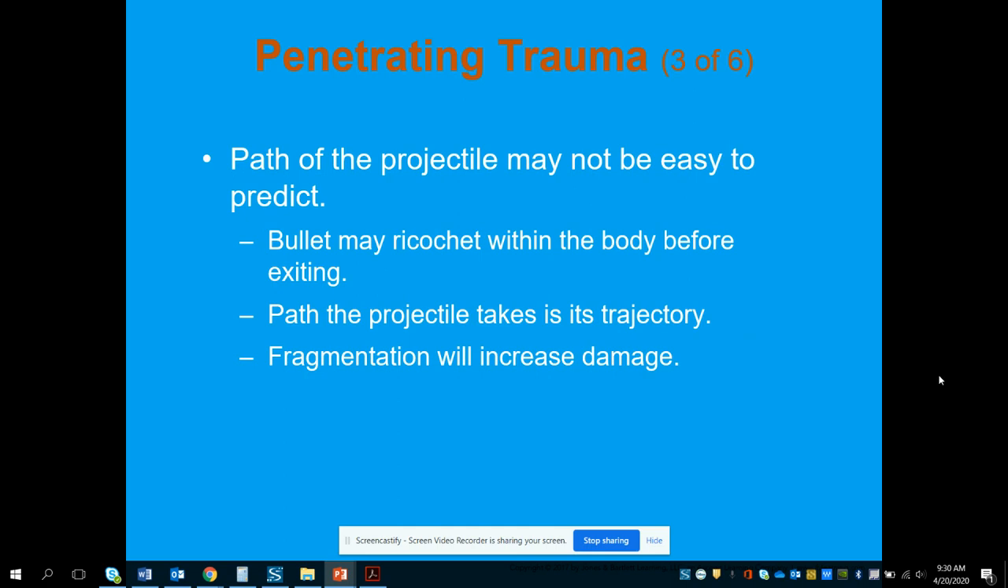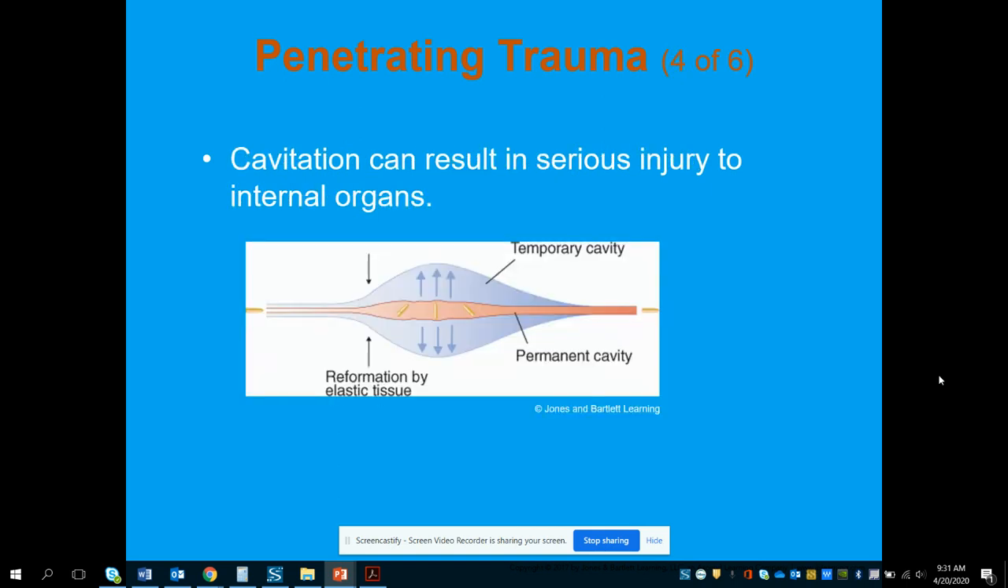The path of the projectile may not be easy to predict either. Bullets can ricochet within the body before exiting, or sometimes they don't exit at all and they become lodged somewhere. The path that projectile takes is called its trajectory, and fragmentation will also increase damage. So we're going to look at some bullets and different ways that shrapnel can cause damage on its own. If it stays all together, there is less damage; the bigger it gets and the more it separates, the more damage is occurring.